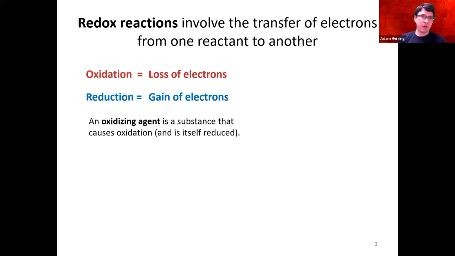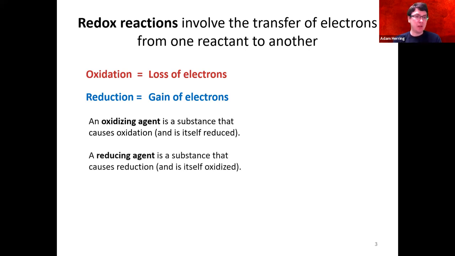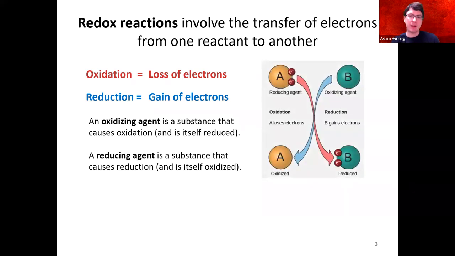Because the redox process involves a transfer of electrons, there always must be one substance that gains electrons and one substance that loses electrons. Therefore, the oxidizing agent is itself being reduced, and the reducing agent, which causes the reduction of the other substance, is itself oxidized. So if you can identify the oxidizing agent, then you know what the reducing agent was if there's only one other substance. We can visualize this using this diagram here.